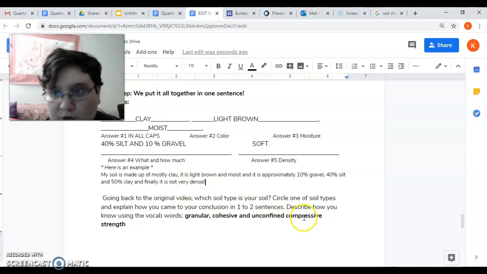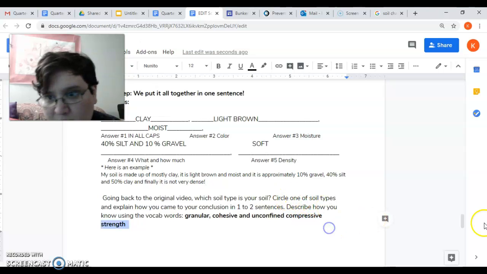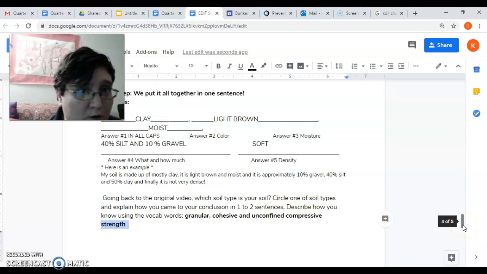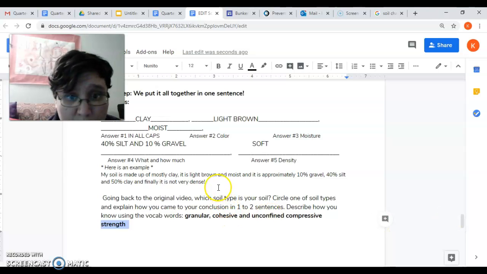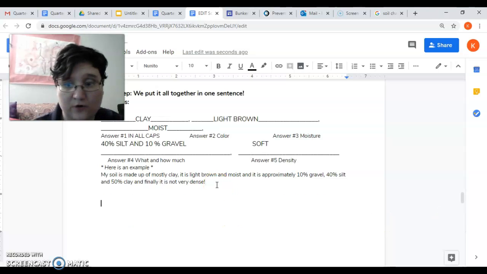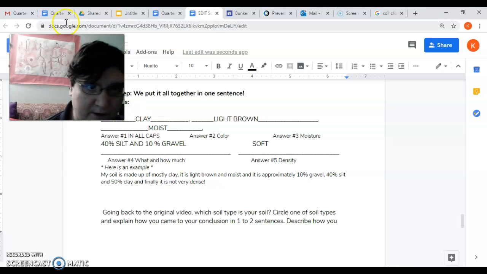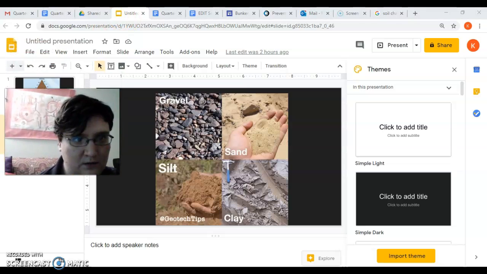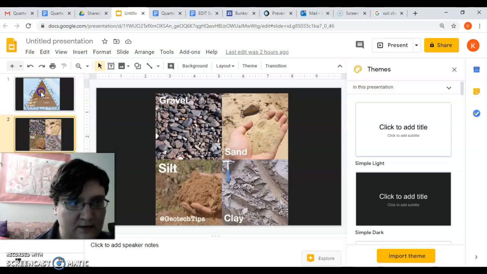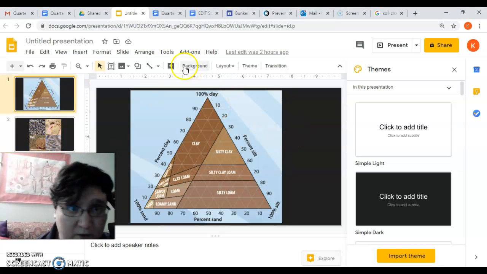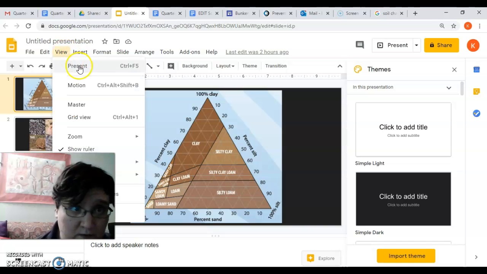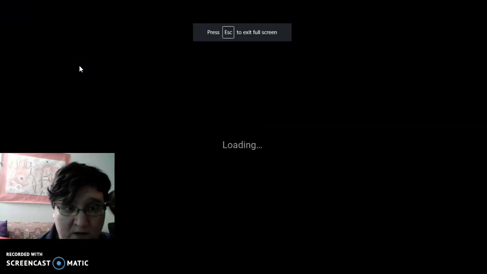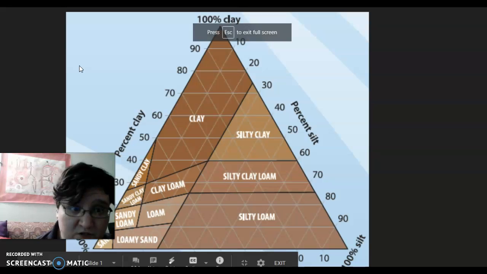Alright, so here we go. The rest of the questions I'm not going to actually do, I'm just going to go over. The first thing I want you to do actually is take a look at my pyramid here, which I am going to upload. I want you to take a look at this triangle and tell me the official name of your soil.